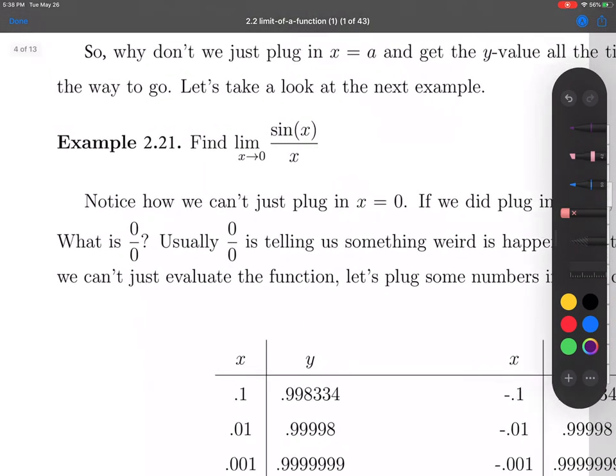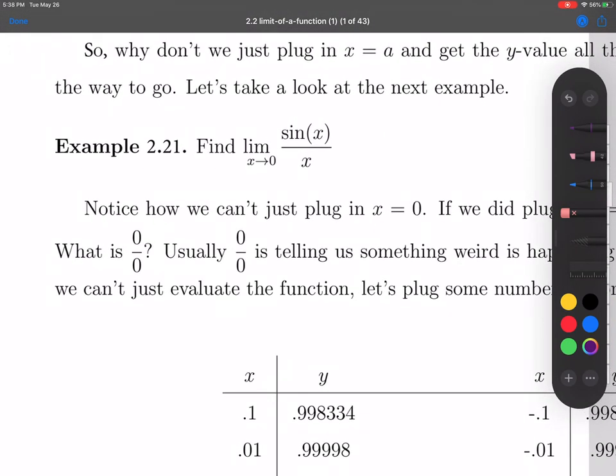So here we go with a little bit of trig. I know a lot of people don't like trigonometry, but it is what it is. Here we have an example, 2.21. Find the limit of sine of x divided by x as x approaches 0. So if you want to pause the video for a second and just kind of think about that, what would happen if you plugged in 0?